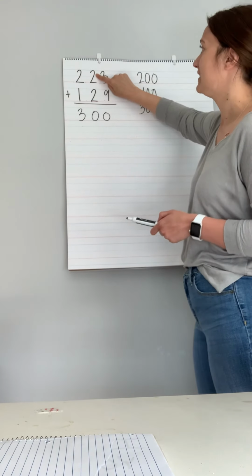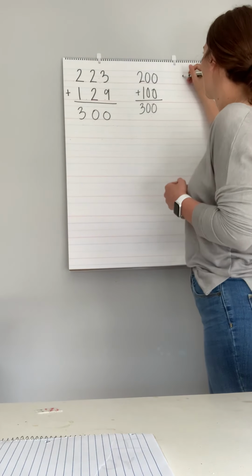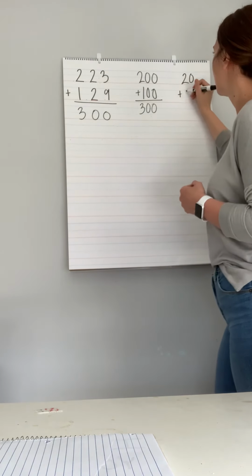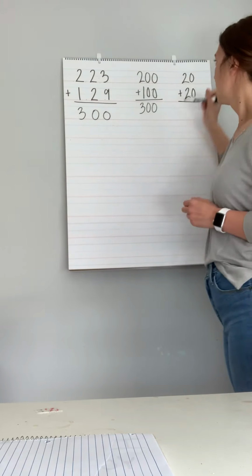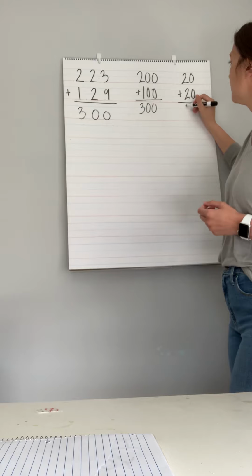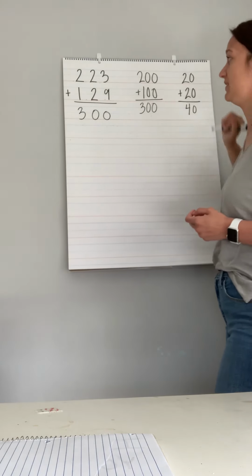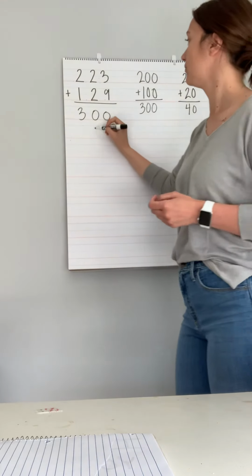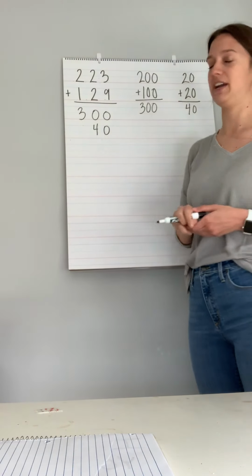Now I'm going to go to my tens. 2 tens plus 2 tens. I know that that's actually 20 plus 20, because 2 tens is equal to 20. 20 plus 20, I know, is 40, because 2 plus 2 is 4, 0 plus 0 is 0. Now I'm going to bring my 40 over here, and I'm going to make sure that it stays in line, because this is what place value is.